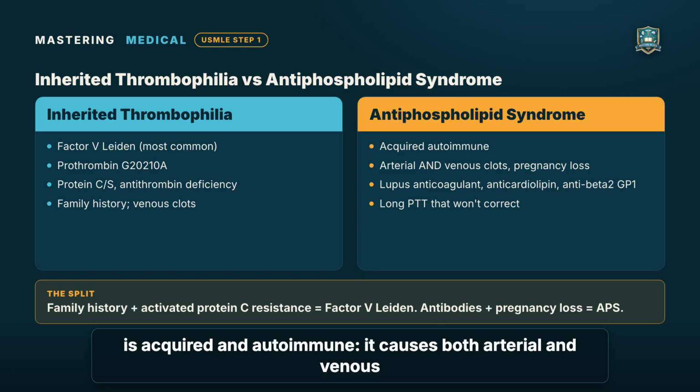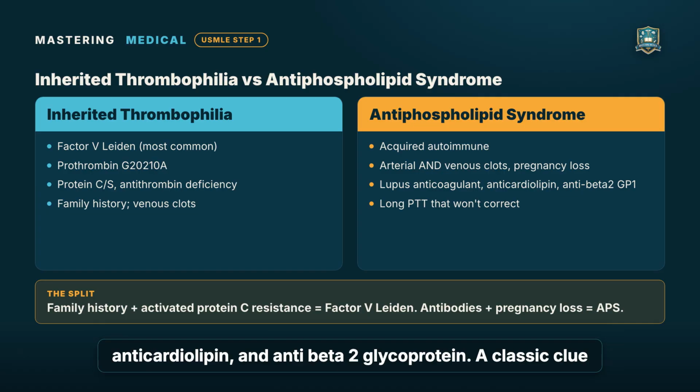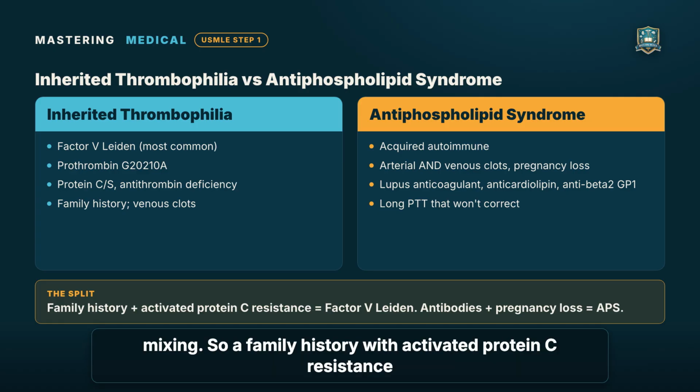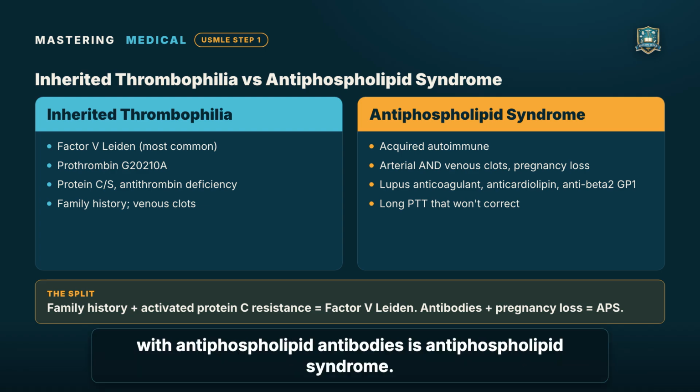Antiphospholipid syndrome is acquired and autoimmune. It causes both arterial and venous clots plus pregnancy loss, with antibodies like the lupus anticoagulant, anticardiolipin, and anti-beta-2 glycoprotein. A classic clue is a paradoxically prolonged PTT that does not correct with mixing. So a family history with activated protein C resistance is inherited thrombophilia, while clots plus pregnancy loss with antiphospholipid antibodies is antiphospholipid syndrome.